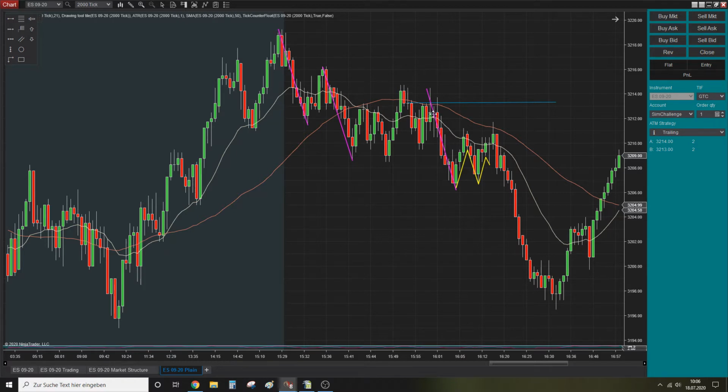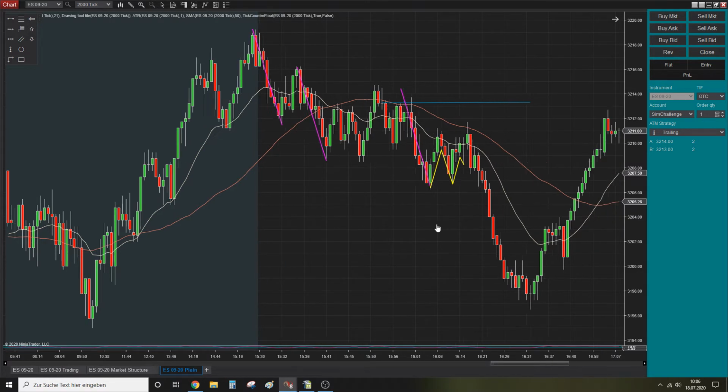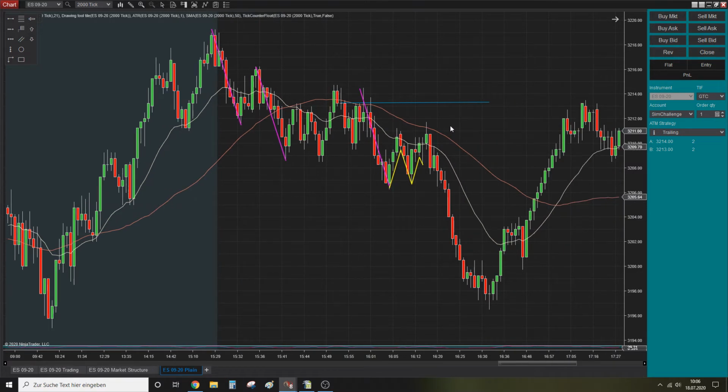Like if this shot down in a straight line down to here, in the first, so to say, impulse of the real party, then you could say, yes, we're already late. But if it does a normal impulse, SMA angling down, then we are looking for a short trade. Okay, so that was the first thing.